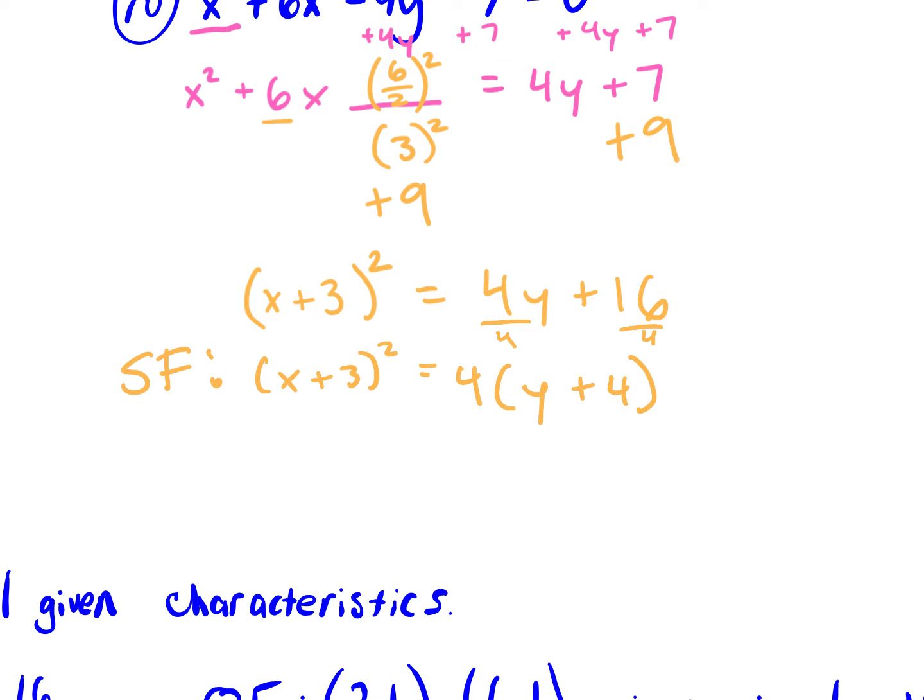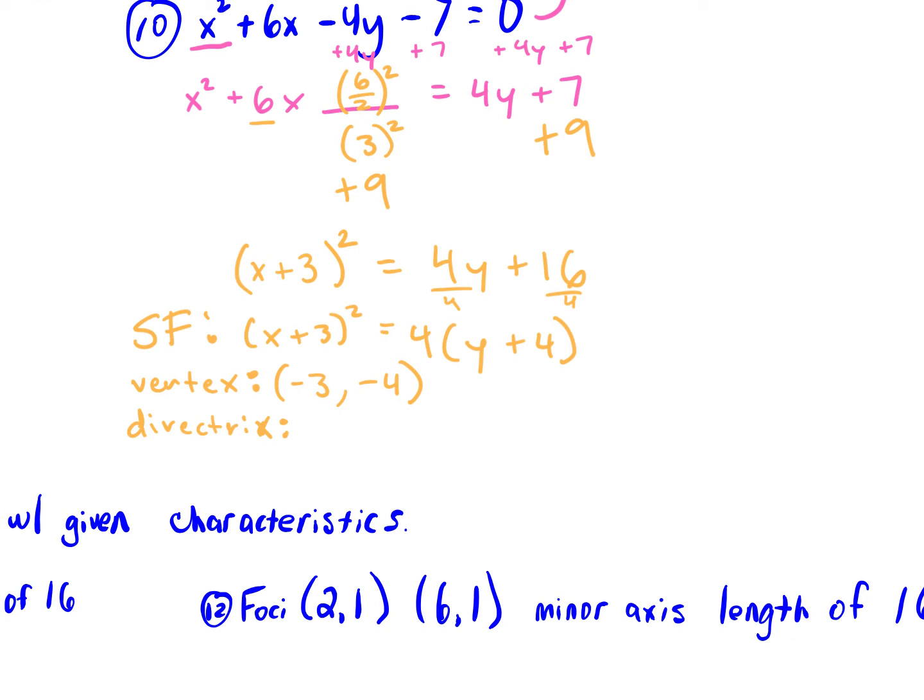So now that I have my standard form, I can find my vertex. What's my vertex? -3, -4. What is my directrix? Well, let's graph it, and maybe that'll help us with the directrix and the focus. So I have -3, -4, so go to the left 3, down 4. Put a point there.